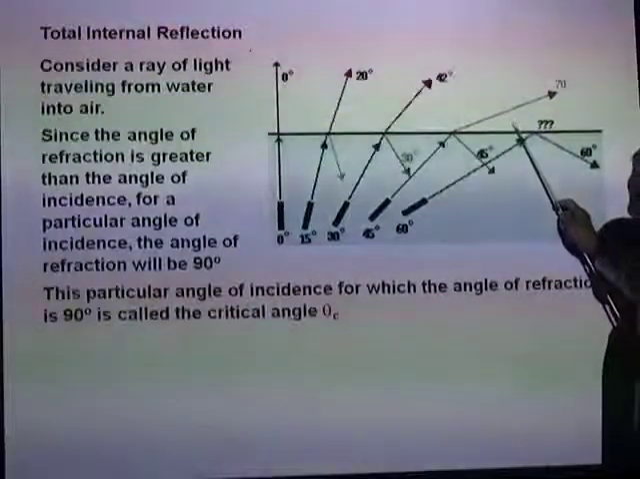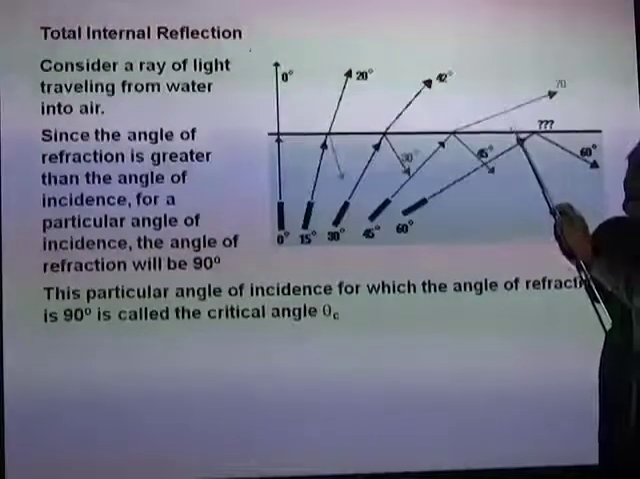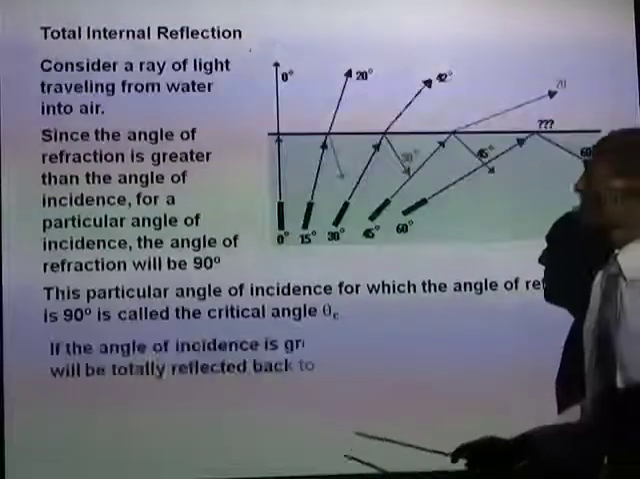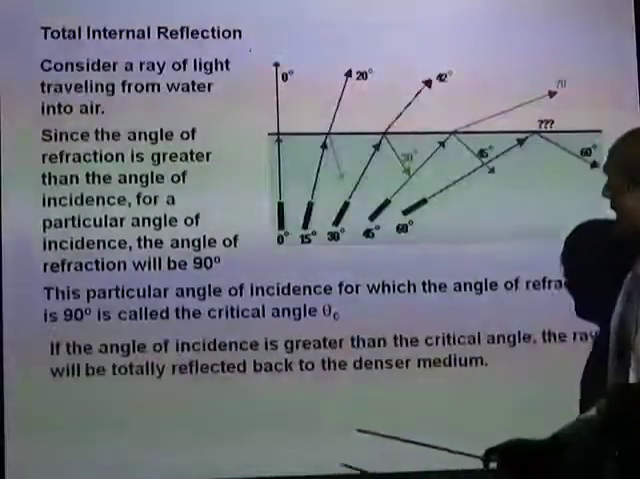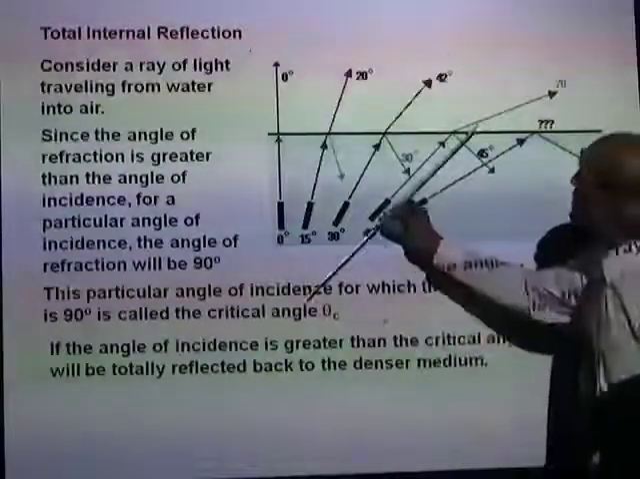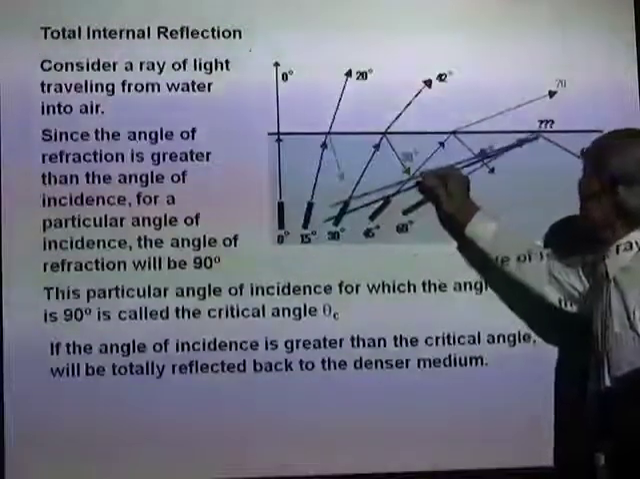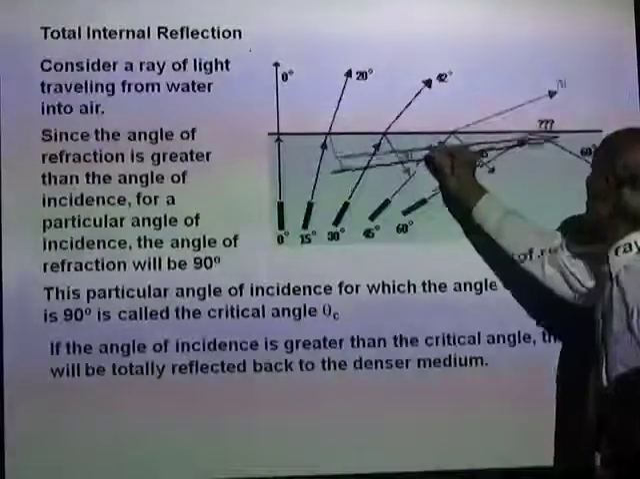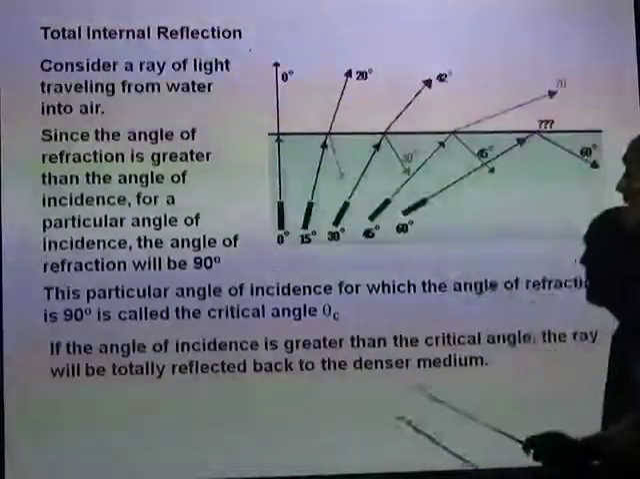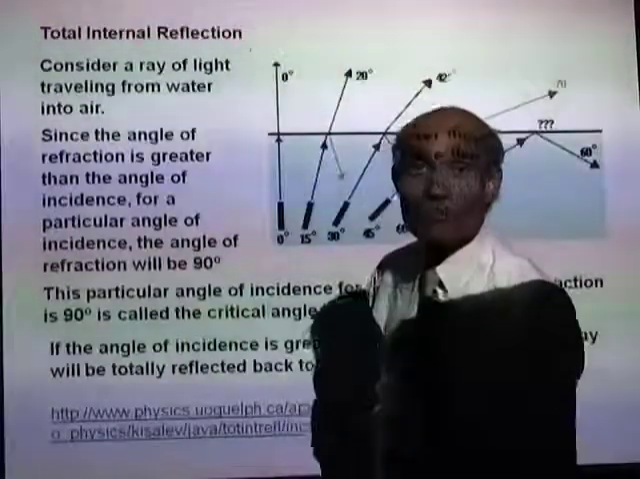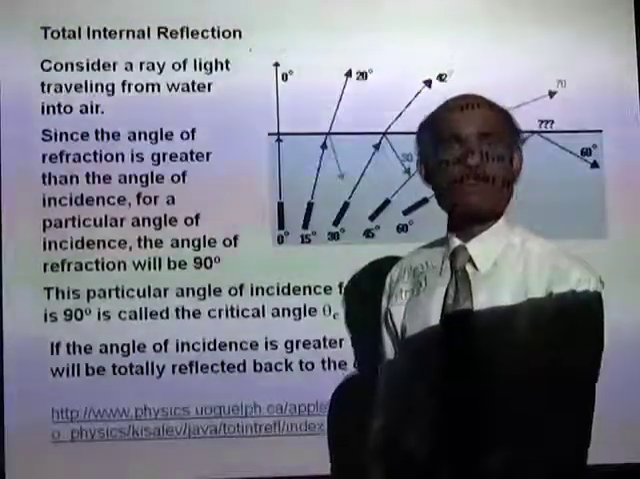That means the angle of refraction will be 90 degrees, and that particular angle of incidence is called the critical angle. If the angle of incidence is now greater than the critical angle, the light ray will not emerge, it will be reflected back into the denser medium. That is a very important and very interesting phenomenon.